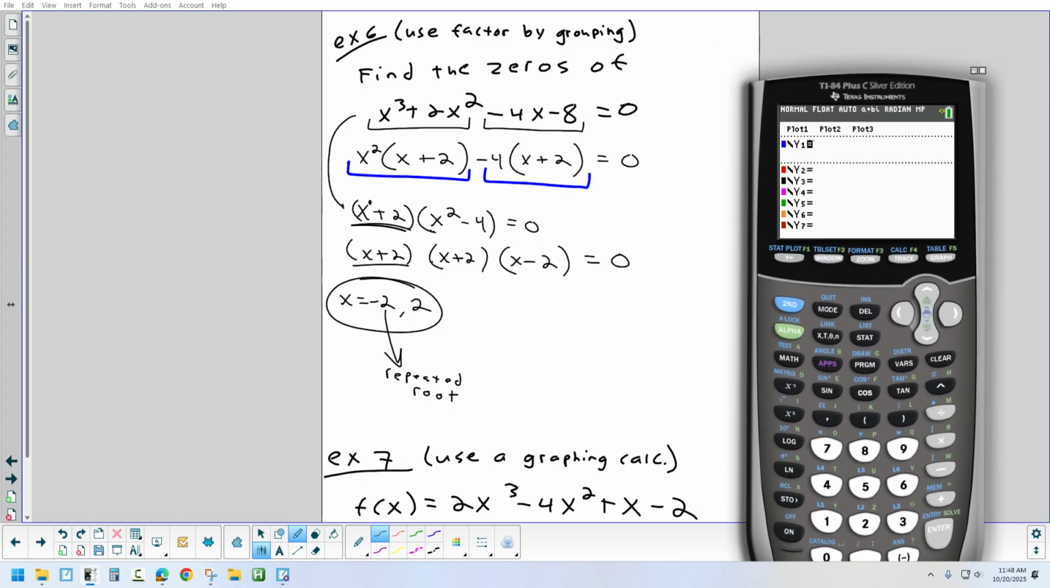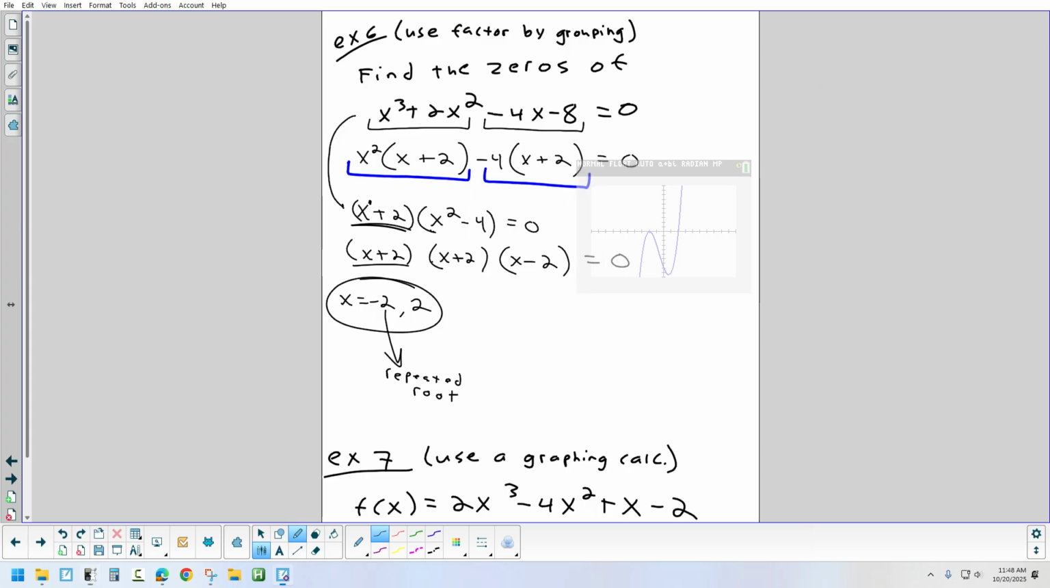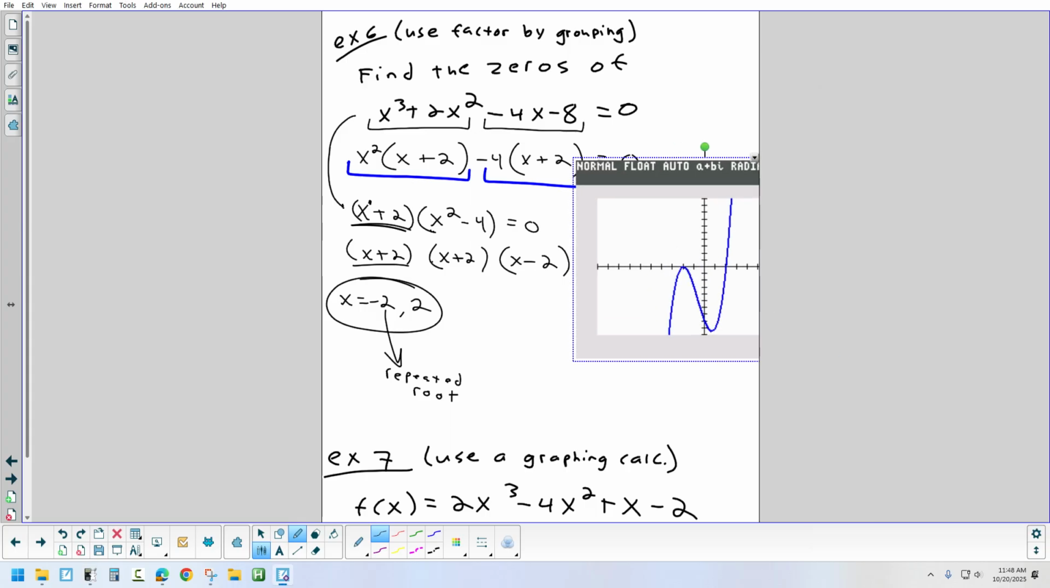Let's put that one in. X cubed plus 2x squared minus 4x minus 8. So negative 2 is a repeated root. It should look like it bounces off it when it hits it. Just like that. So right at negative 2, it bounced right off the axis. Any question on that? So that's finding roots from a polynomial.